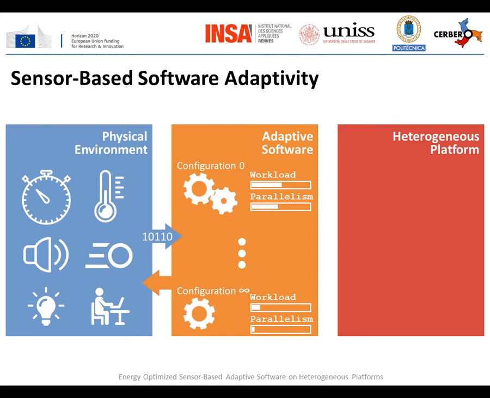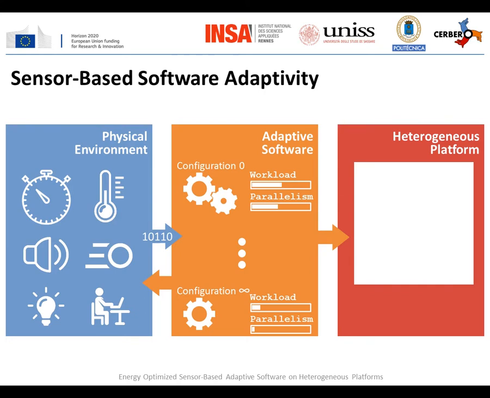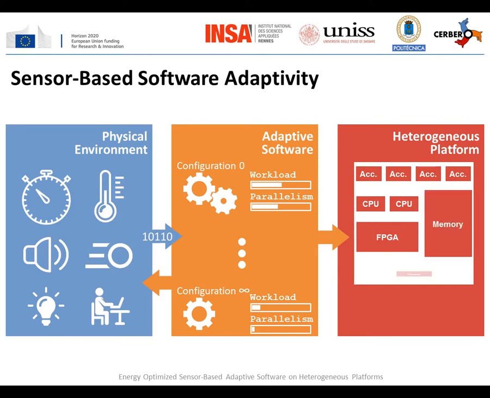The heterogeneous platform is the hardware computing system on which the adaptive software is executed. Modern heterogeneous platforms not only consist of multiple core processing units, but also embed application-specific accelerators, reconfigurable logic, hierarchical memory systems, peripherals, and on-chip networks of communication.